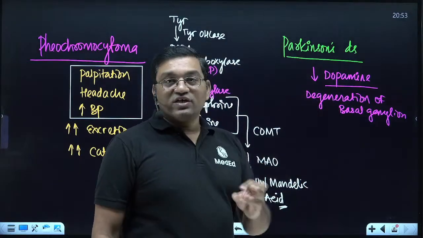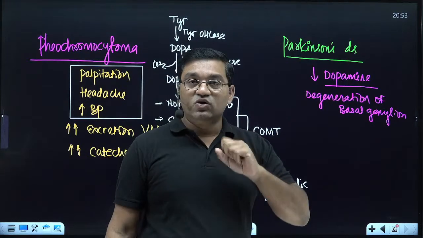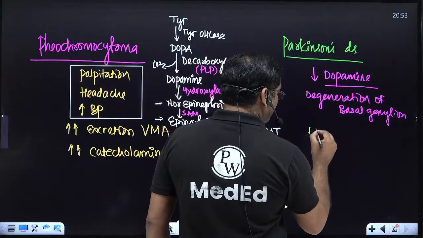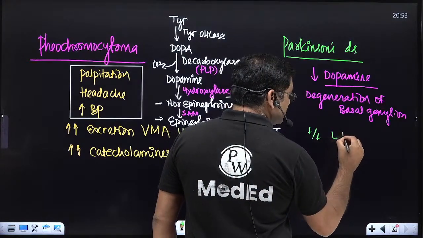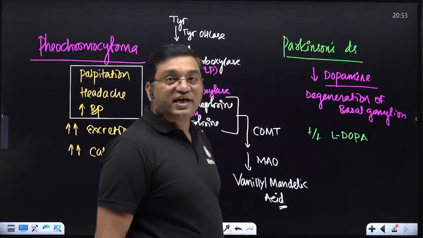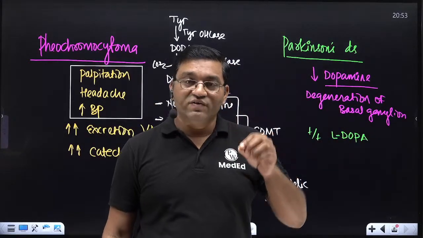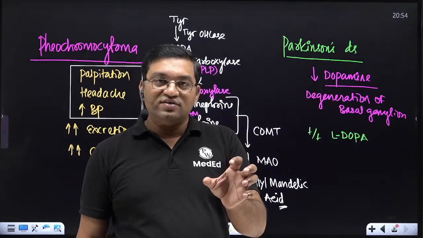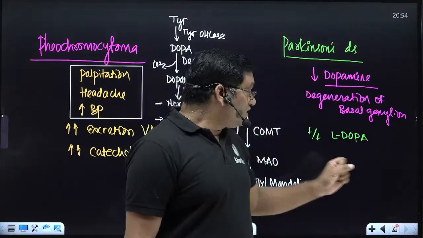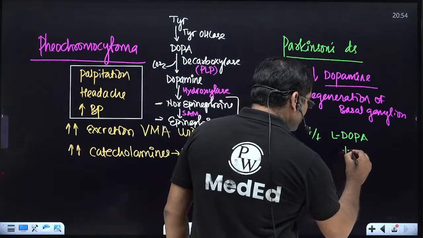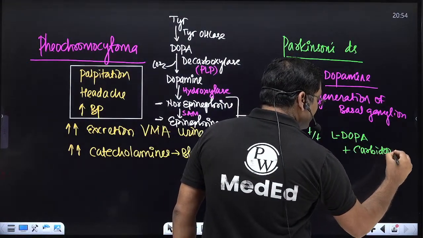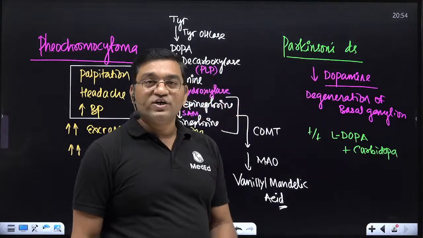And what is given in the treatment? This is connected with pharmacology. So L-dopa, levodopa, is given in the treatment. Levodopa crosses the blood-brain barrier, enters into the brain, where it is converted into dopamine. So it increases the level of dopamine in the brain. Along with the levodopa, carbidopa is given. What is the role of carbidopa? Carbidopa prevents the peripheral conversion of L-dopa into dopamine.